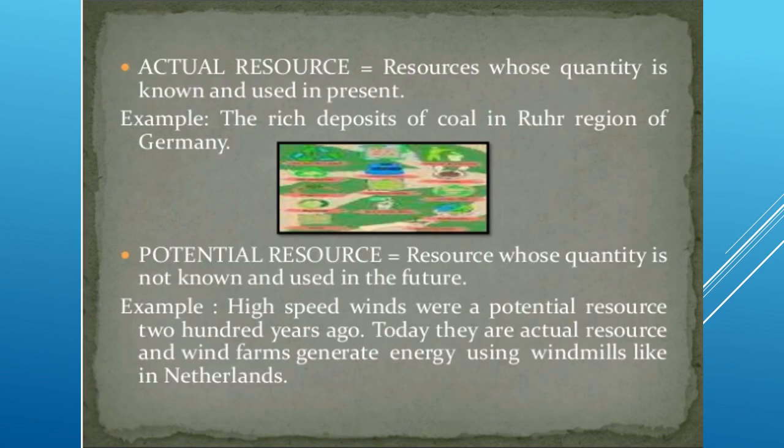Actual resources are resources whose quantity and quality is known to us. They are called actual resources. Second point, we know the technology to use these resources. Third, we are using these resources in the present. So these are the actual resources. For example, we have 30 children in the class. These are my actual resources. I know the quality and the quantity of each resource. I am using these resources in my class and I know when and where to use them. So these are the actual resources.